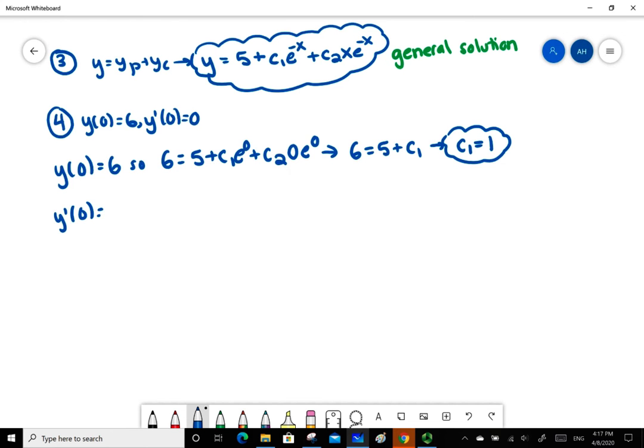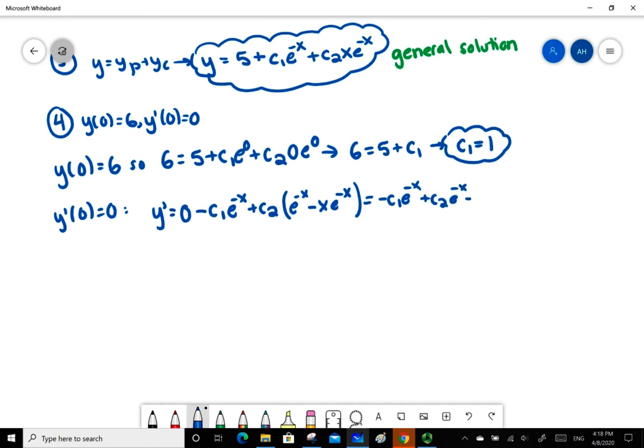y prime of 0 equals 0 is a statement about the derivative, so we need to differentiate our general solution. Whether we choose to plug in that we know c1 equals 1 or not at this point is our choice. So y prime is going to be 0 minus c1 e to the negative x plus c2 times (e to the negative x minus x e to the negative x), which equals negative c1 e to the negative x plus c2 e to the negative x minus c2 x e to the negative x.